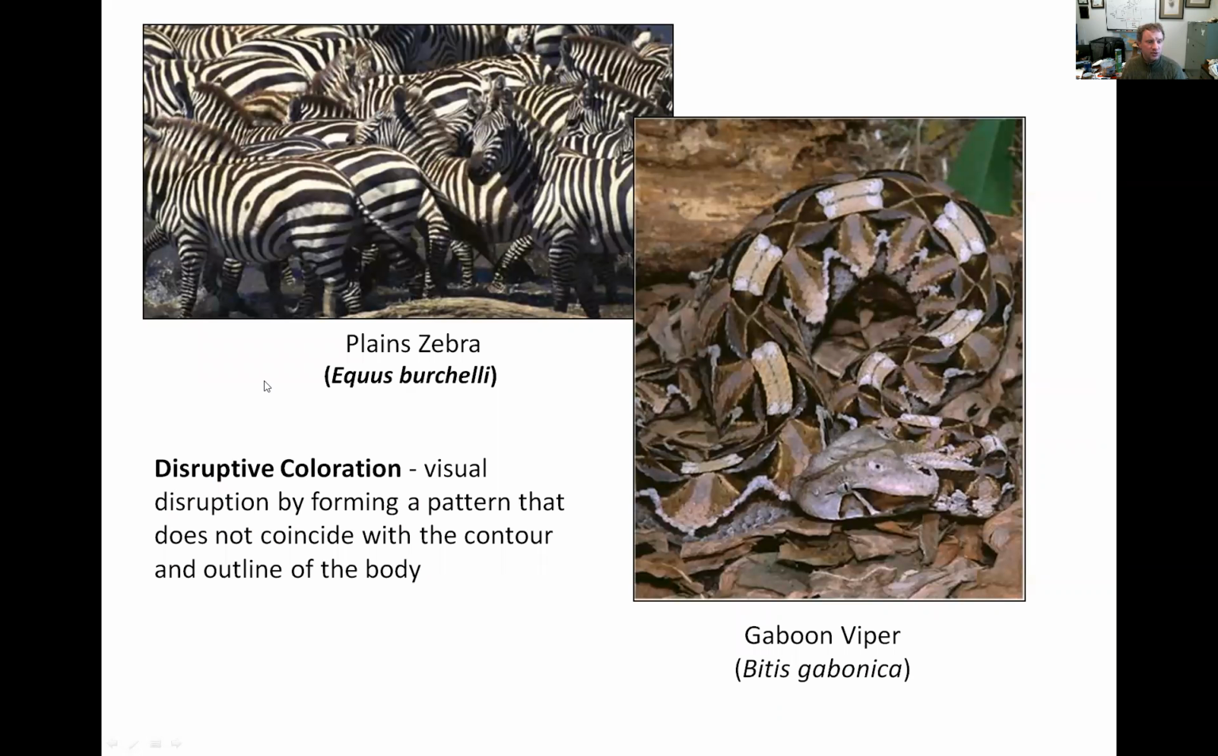All right, so other types of crypsis are provided not by matching the background exactly, but by disrupting a predator's ability to see.